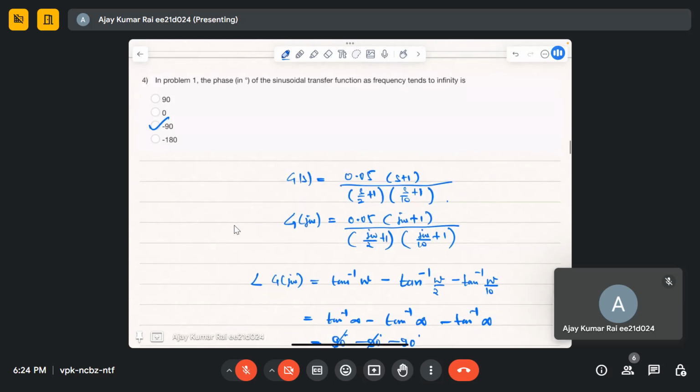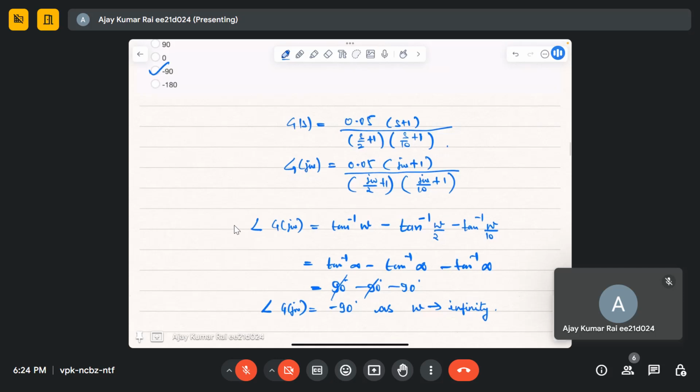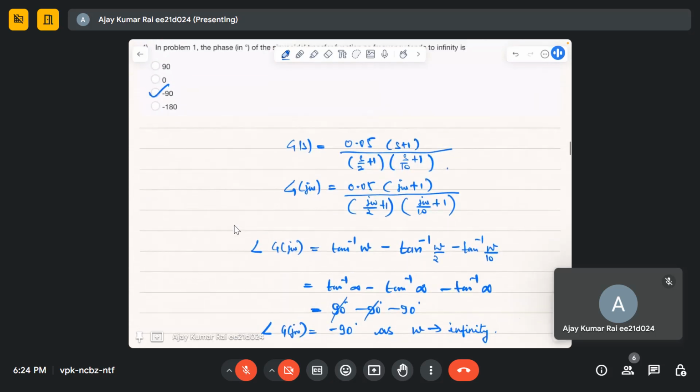Okay, so any doubt in this question? So we are finding the phase, and you know how to find the phase. Individually for each numerator and denominator part, I have written the phase. And at infinity, tan inverse of infinity is equal to 90 degrees, right? So the two 90s cancel, and we are left with minus 90 degrees. So that is the phase of this transfer function. Very simple question. I hope everything is clear.